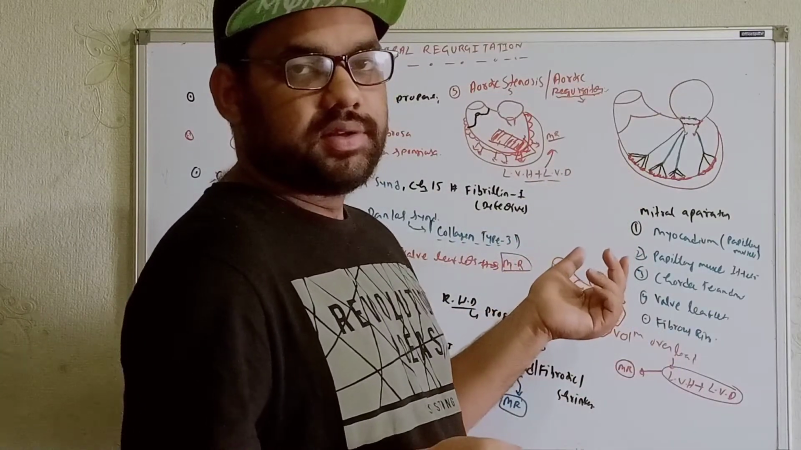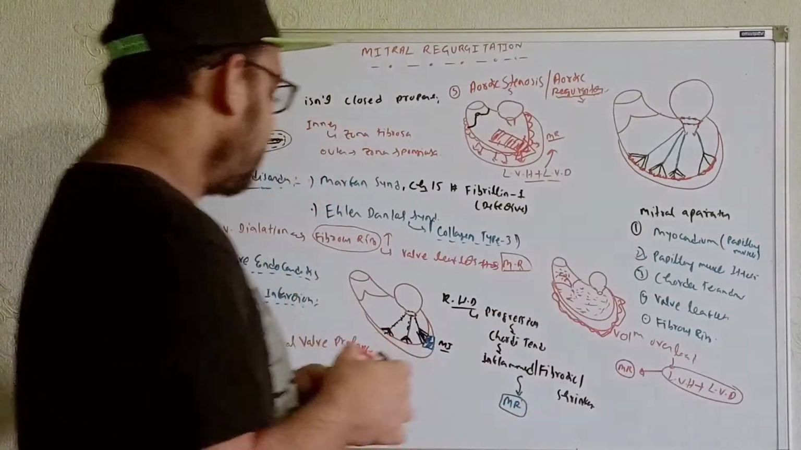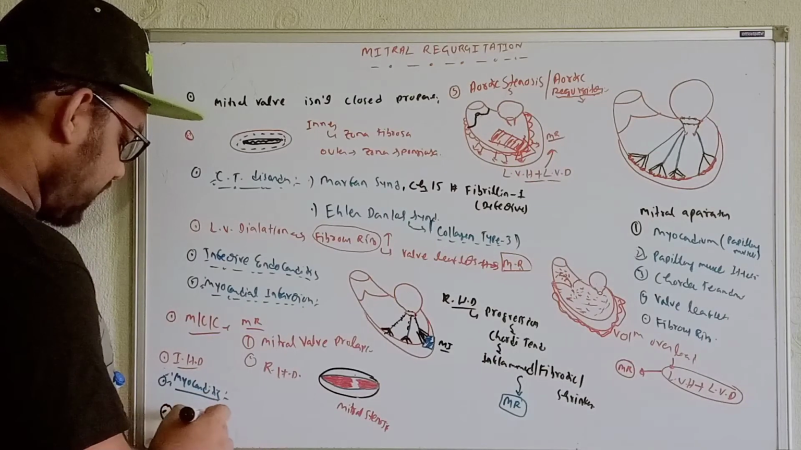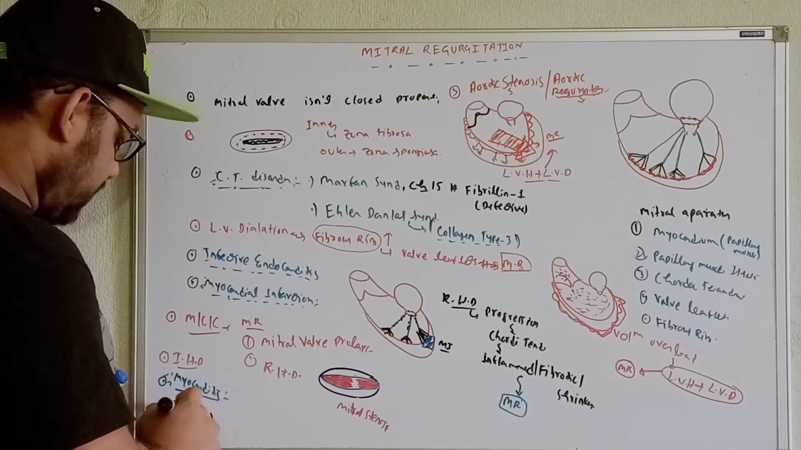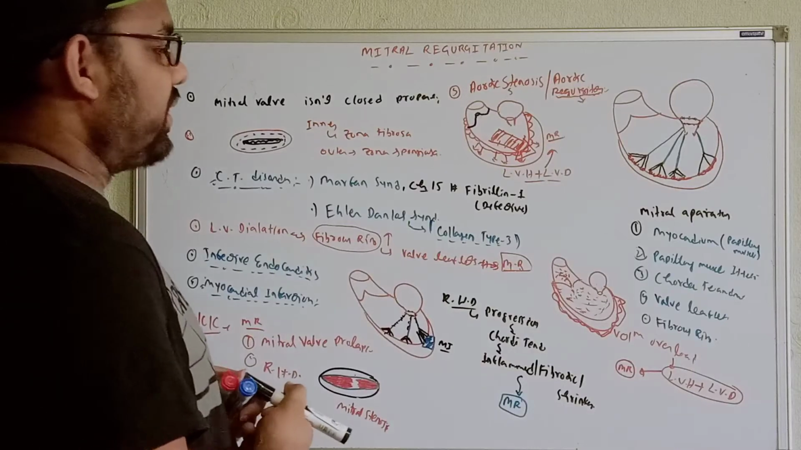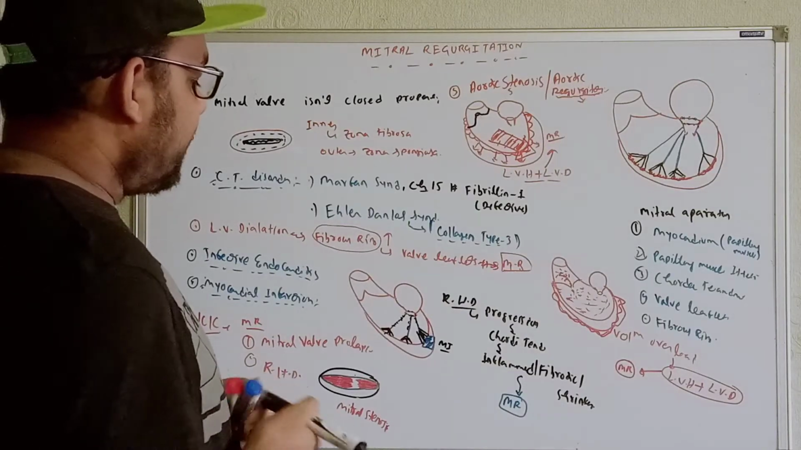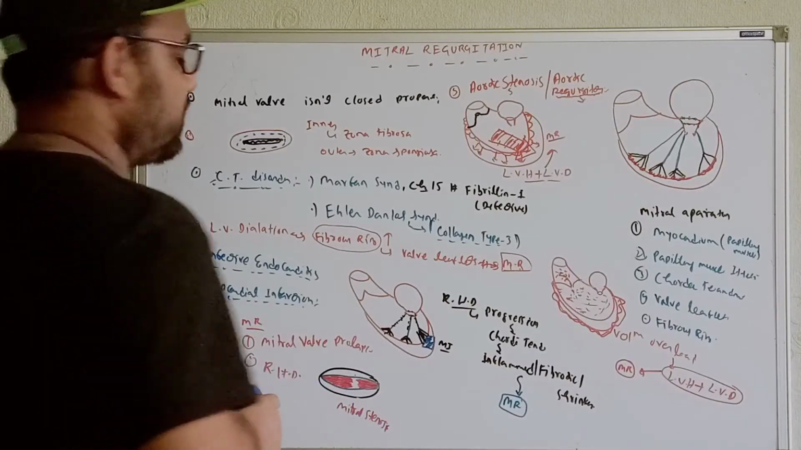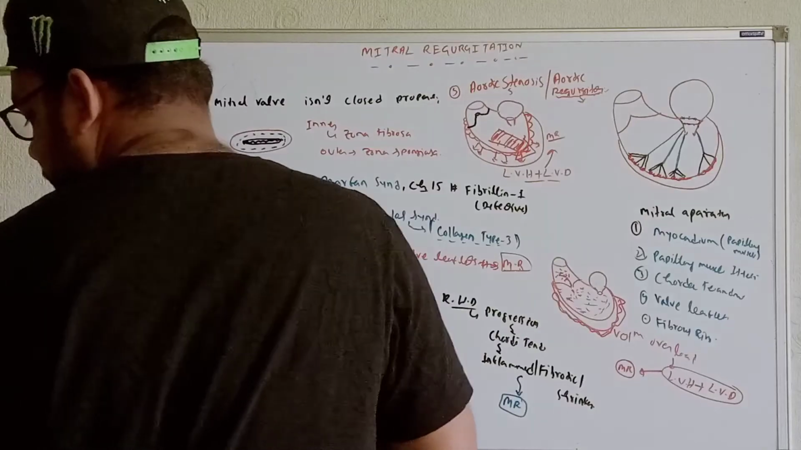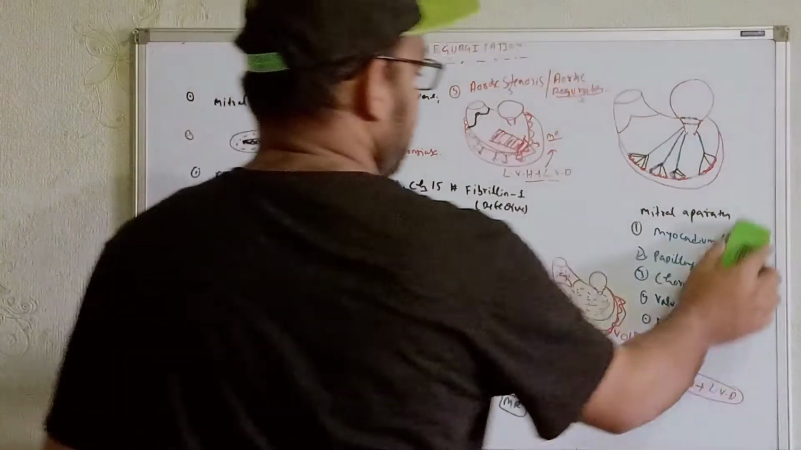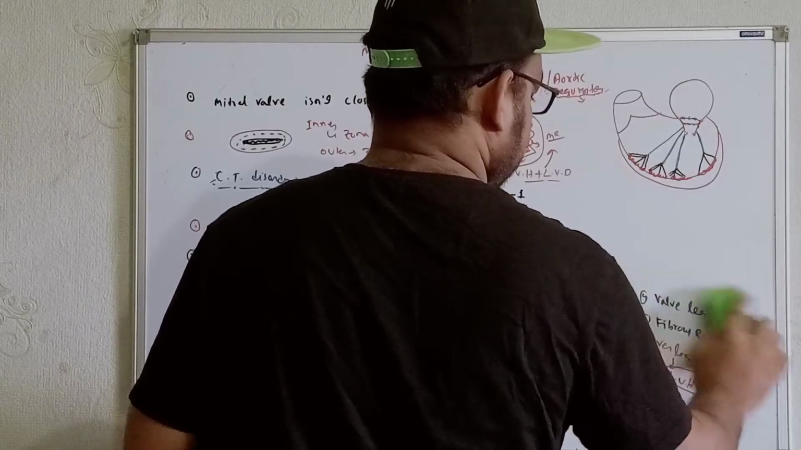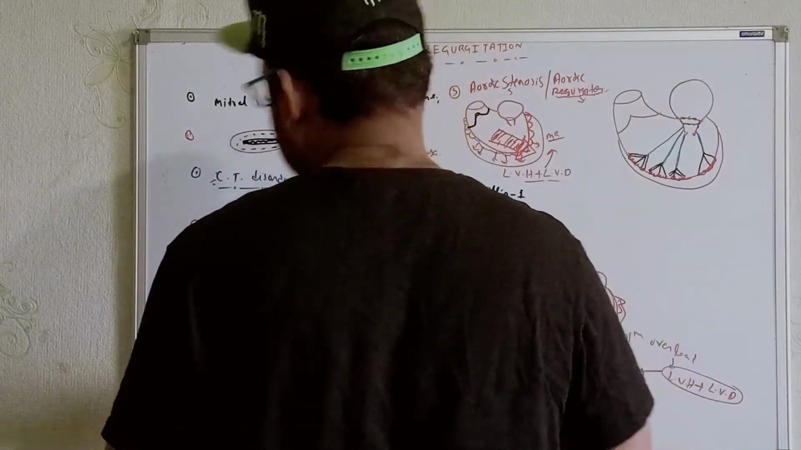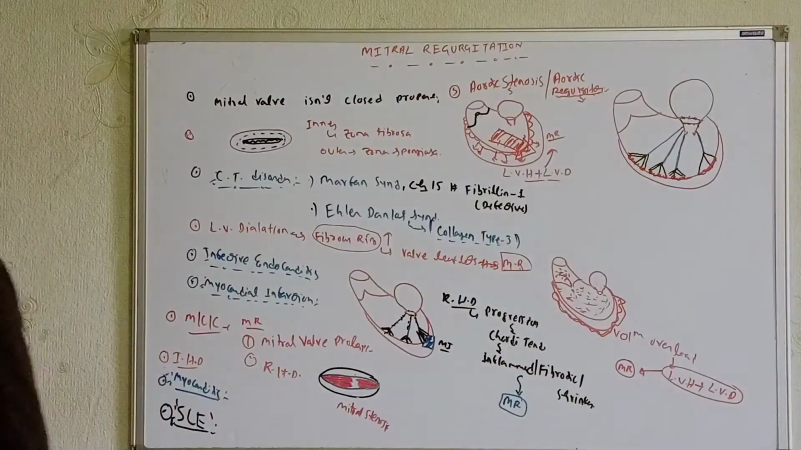Now at the last, in terms of the different kinds of disease, we also have SLE. SLE is an autoimmune disorder that can also cause mitral regurgitation. Okay. Now we'll talk about the clinical features, examination findings, and treatment. So let's talk about all these things one by one. First we'll talk about the clinical features, then examination findings, then treatment, guys.